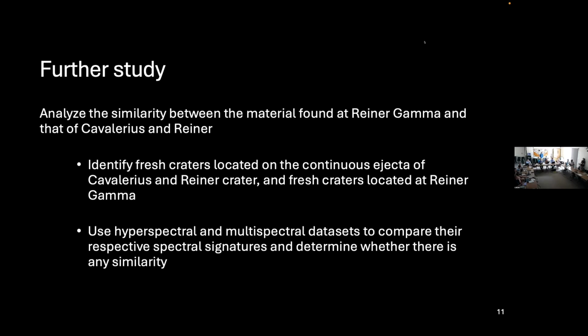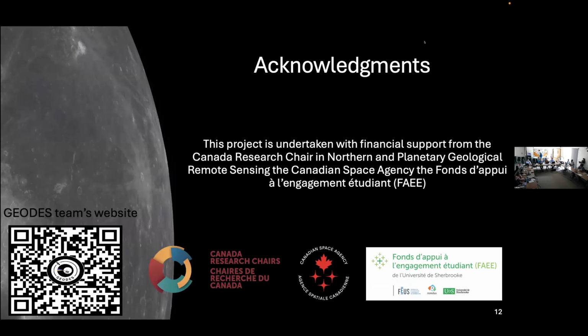As further study, I plan on analyzing the similarities between the material found at the Reiner Gamma and at Cavallarius and Reiner craters. In doing so, I hope to identify fresh craters located on the continuous ejecta of the Cavallarius and Reiner Gamma region, and using a hyperspectral and multispectral dataset, compare their respective signatures to determine whether there are any similarities. Okay, thank you for your attention, and I may now answer your questions.